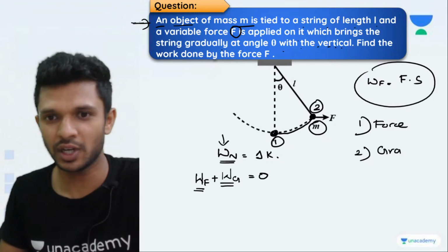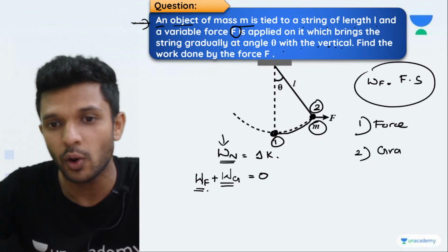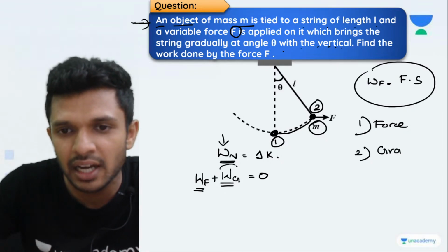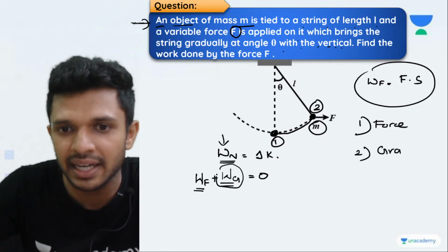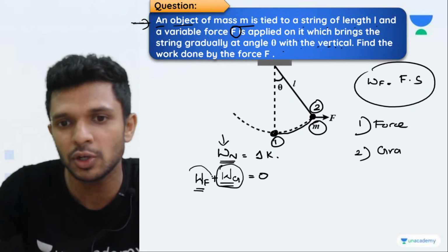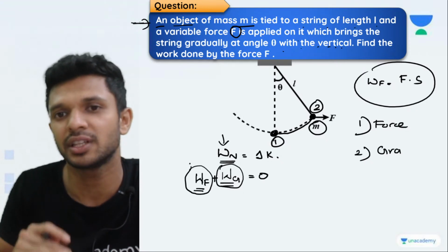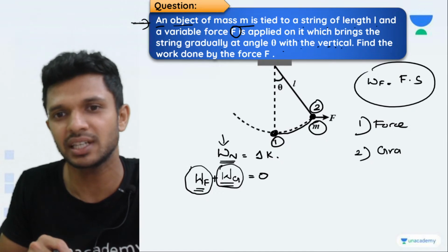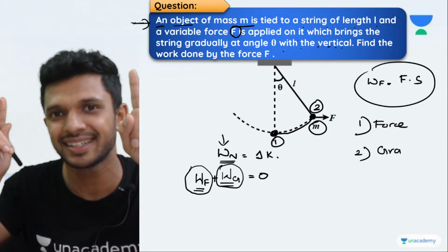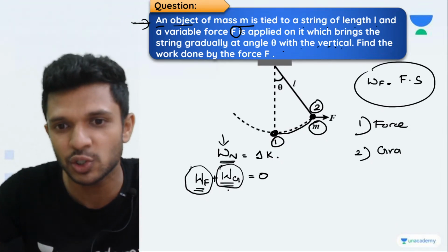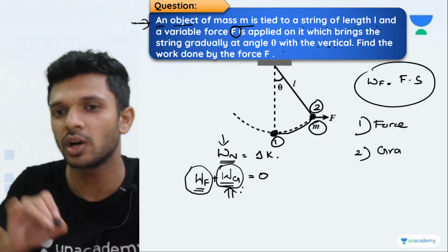So up to here, there is no problem. Okay, now if you can find out the value for the work done by gravitation, won't you be able to find out the work done by this F, the force here? Yes, obviously. Okay, shabash beta, shabash. So how will I find out the work done by the gravitation?